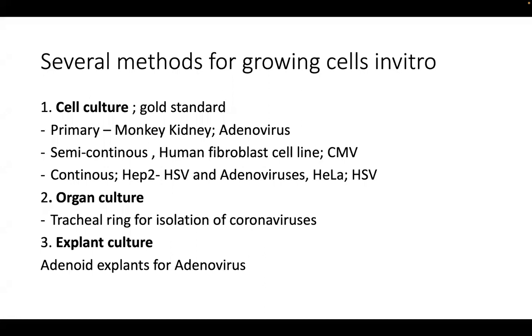The continuous cell line divides indefinitely. There are cells that are tumors, and they are immortalized by using either oncogenic viruses or chemicals. An example is the HEP2 that is used for isolation of HSV and adenoviruses, and the HeLa cell line that is used for cultivation of HSV.